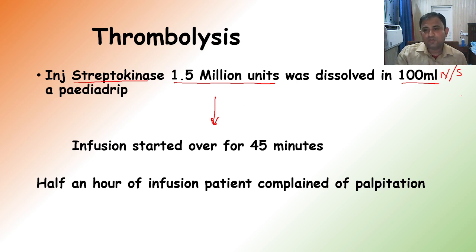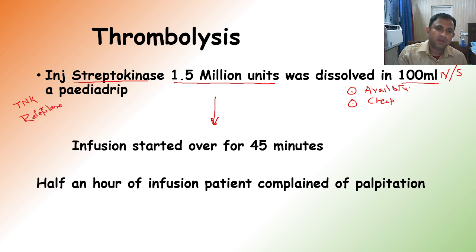Streptokinase over here was taken because of the availability, and secondly it is cheap. But with the advent of newer thrombolytics like tenecteplase or reteplase, the use of streptokinase has come down. Tenecteplase is a single bolus dose. In a person less than 80 kgs, 40 milligrams is given.